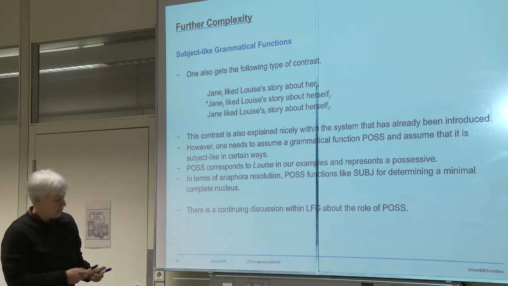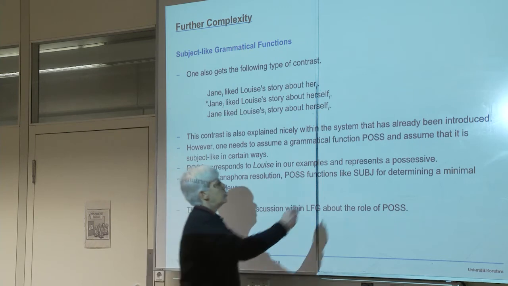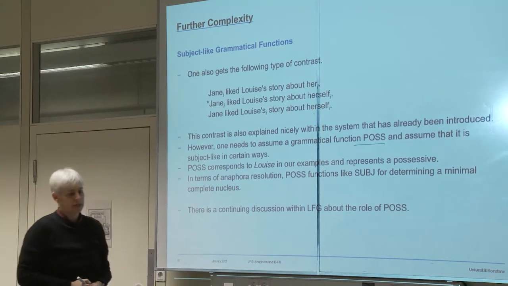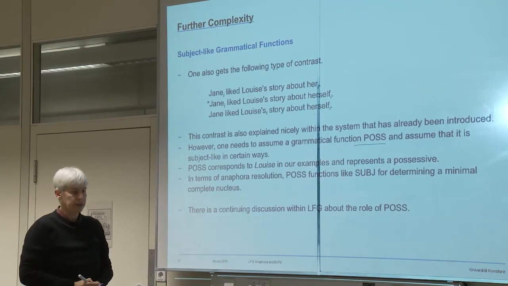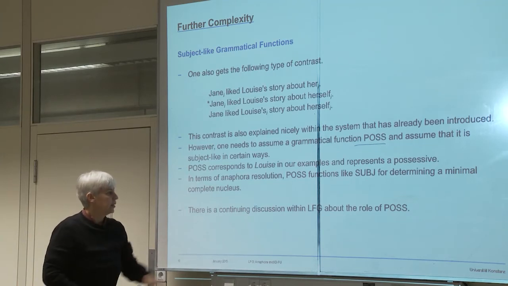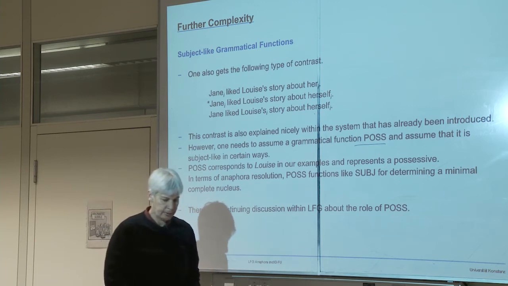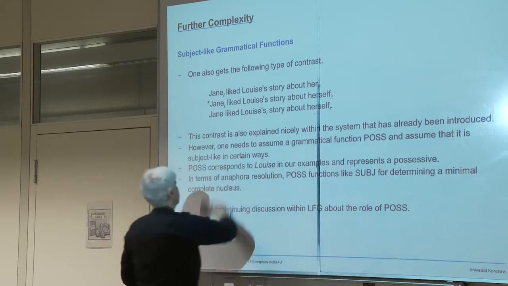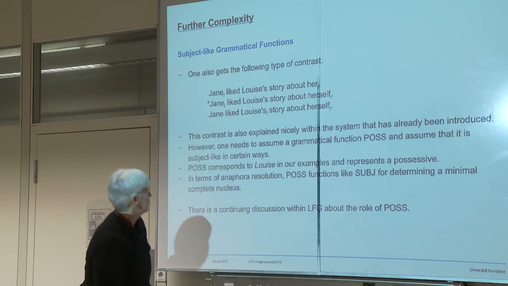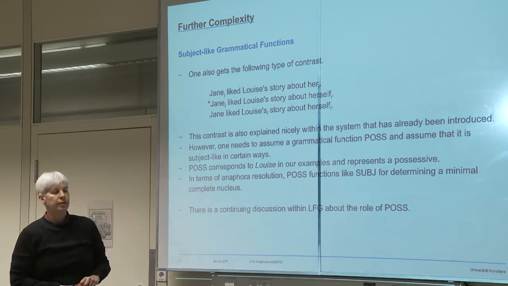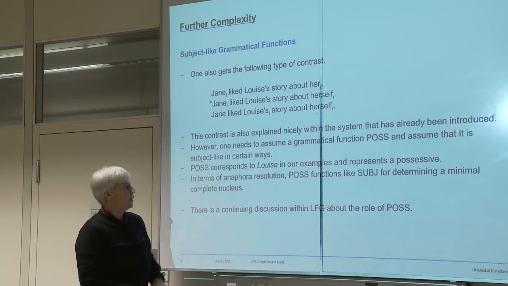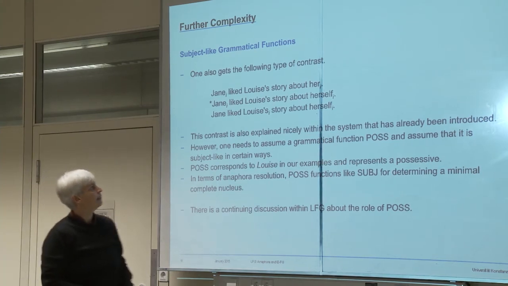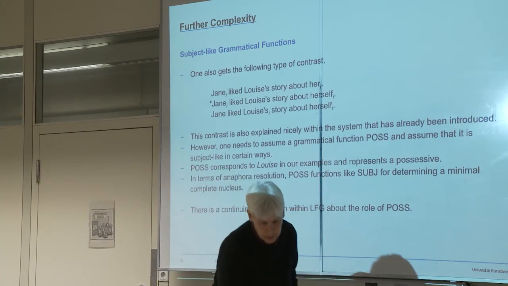So the way this can be explained, we need some assumptions. We need to assume a grammatical function pos. And we need to assume that it is like a subject in certain ways. Not in all ways, but in certain ways. And there's quite a bit of literature in LFG about the role of pos, particularly with respect to Hungarian. So you can read up on that if that interests you. But for these purposes, we'll assume that pos functions like a subject. And the reason that's important is because we need it to determine the minimal complete nucleus. Okay? So now let's look at examples to see how that actually works out.